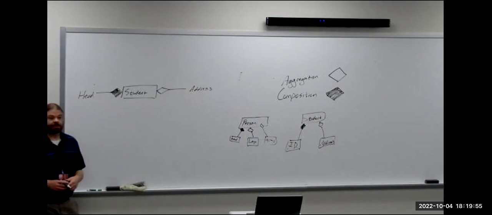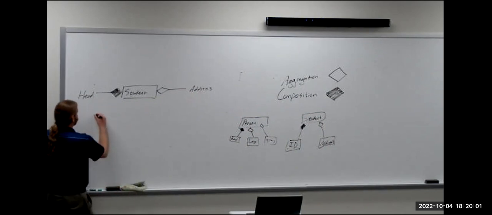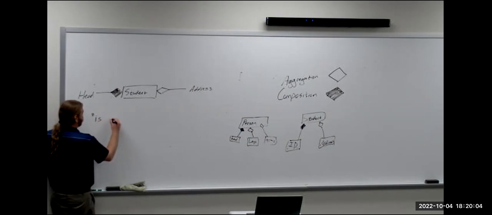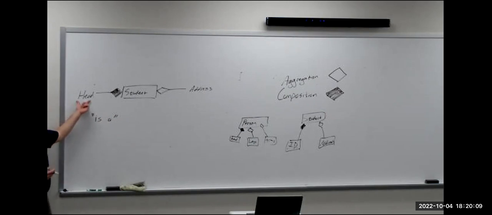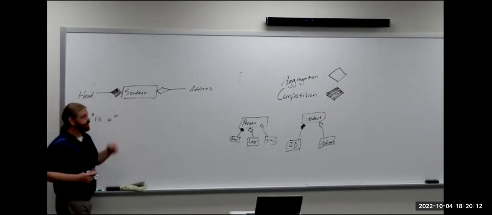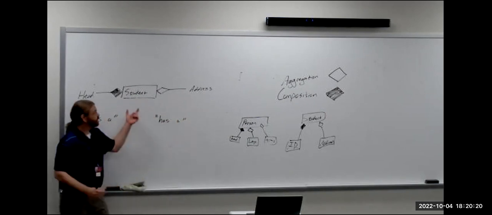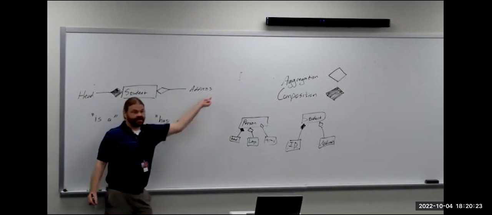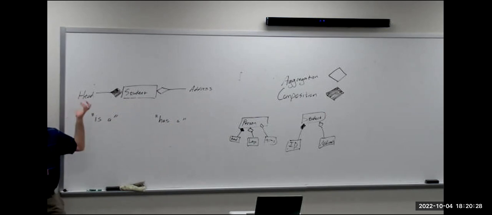And there are some normal English words that are standard to help us think about this. On a composition, we would say that that's an "is a" relationship. A head is a student. And an aggregation is just going to be a "has a" relationship. A student has an address. A student is a head. That came out strange. A head is part of the student, but it's not going to exist without it.